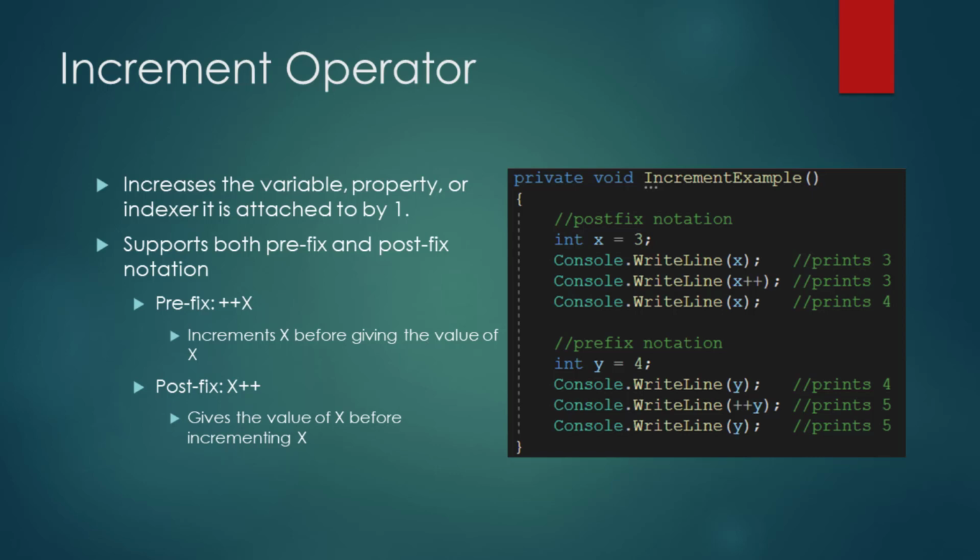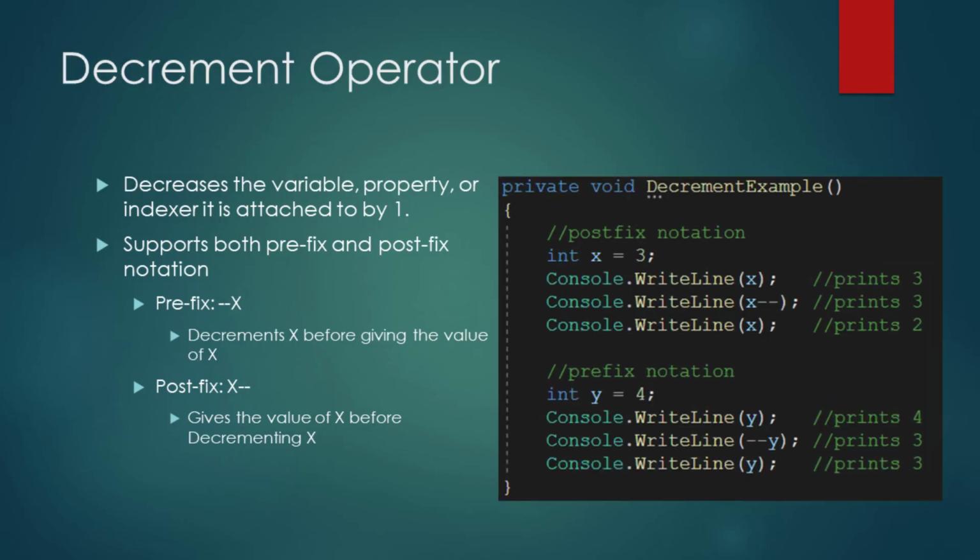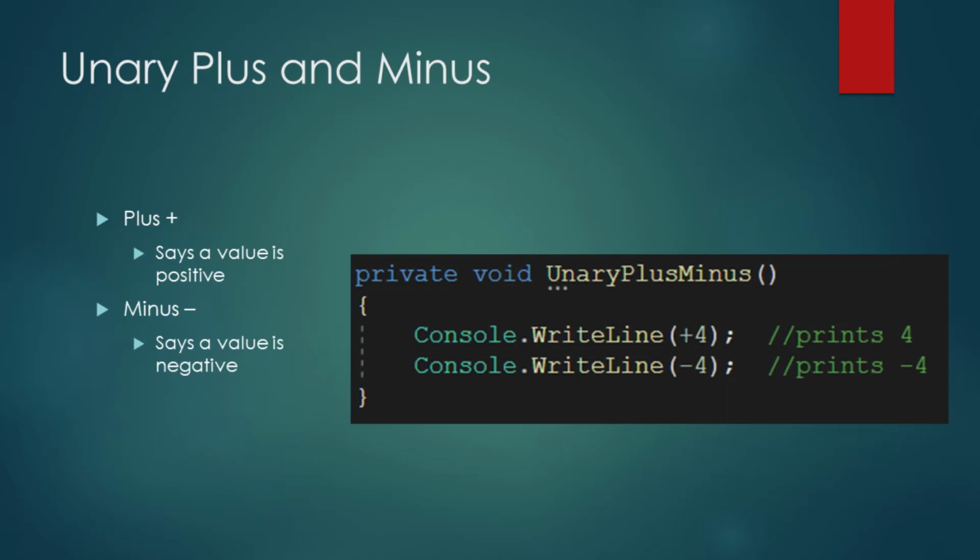However, in prefix notation, the value of the variable is increased before it is accessed, which is why line 2 prints 5. Now, the decrement operator works basically the exact same way as the increment operator, except that it subtracts 1 instead of adding 1. Then we have the unary plus and minus, and again, this is just positive or negative.